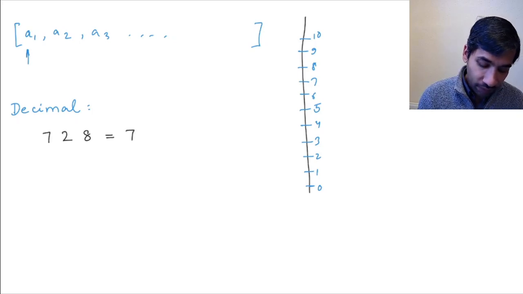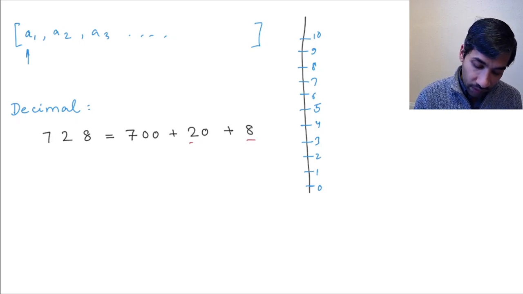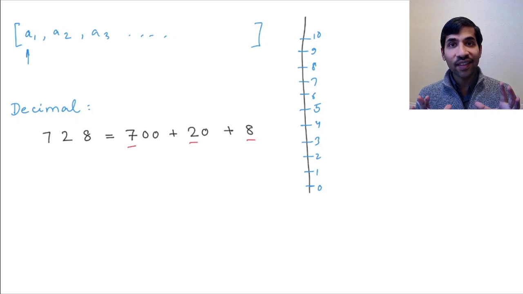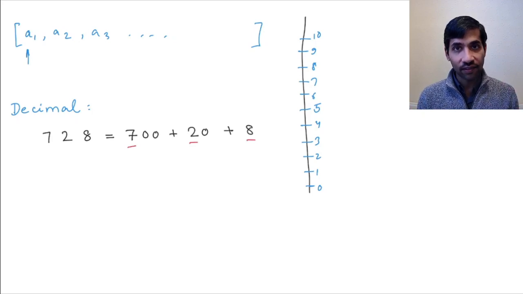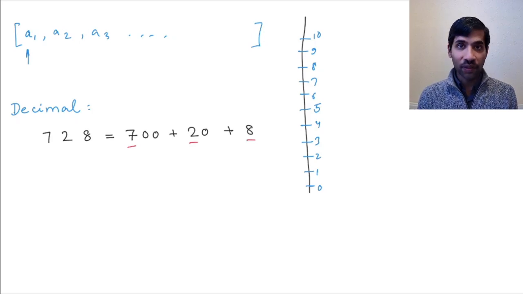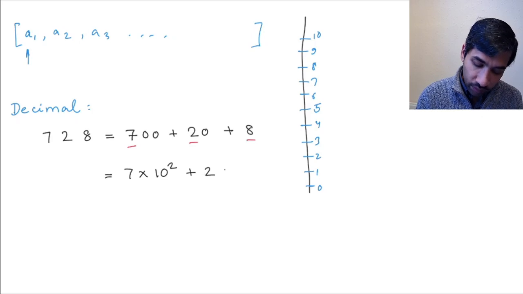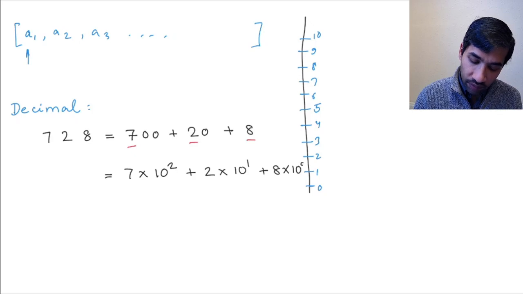728. What do we mean by that? We mean this is 700 plus 20 plus 8. Each of these numbers, 8 and 2 and 7, represent slightly different things, right? 8 represents the number of ones in the number, 2 represents the number of tens, and 7 represents the number of hundreds. So you can write this as 7 times 10 to the power 2 plus 2 times 10 to the power 1 plus 8 times 10 to the power 0, right?